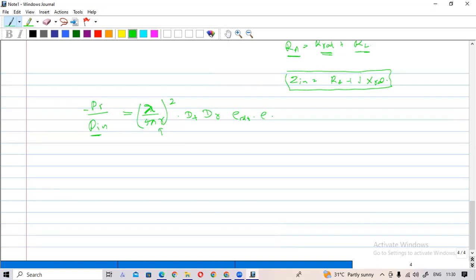Here e_CDT is the transmission antenna efficiency, and e_CDR is the receive antenna efficiency. Then 1 minus rho_T squared is the transmission antenna loss, and 1 minus rho_R squared is the receiving antenna loss.